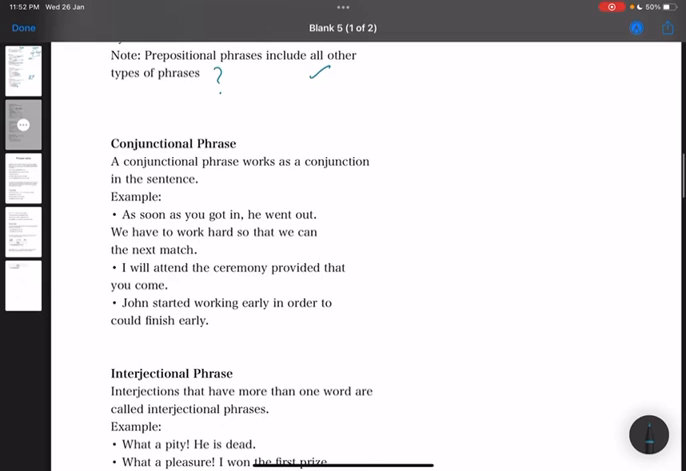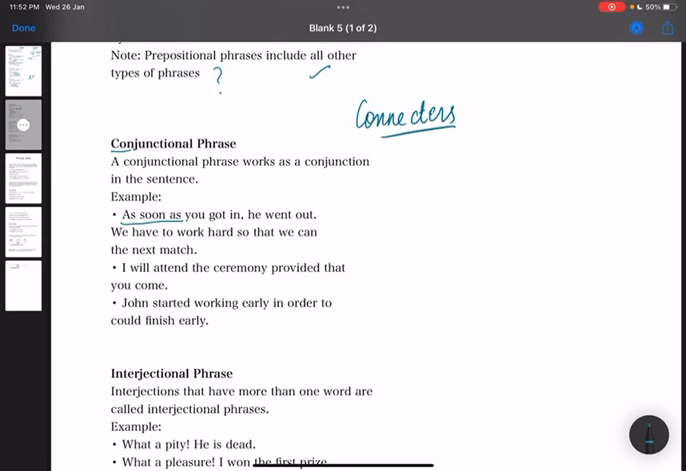Moving on, conjunctional phrase. So, a conjunctional phrase works as a conjunction in the sentence. So, if you ever forget what is conjunction, you can just focus on the first three letters CON and remember them by connectors. Okay, so they are the connectors which join two sentences. So, as soon as you got in, he went out.